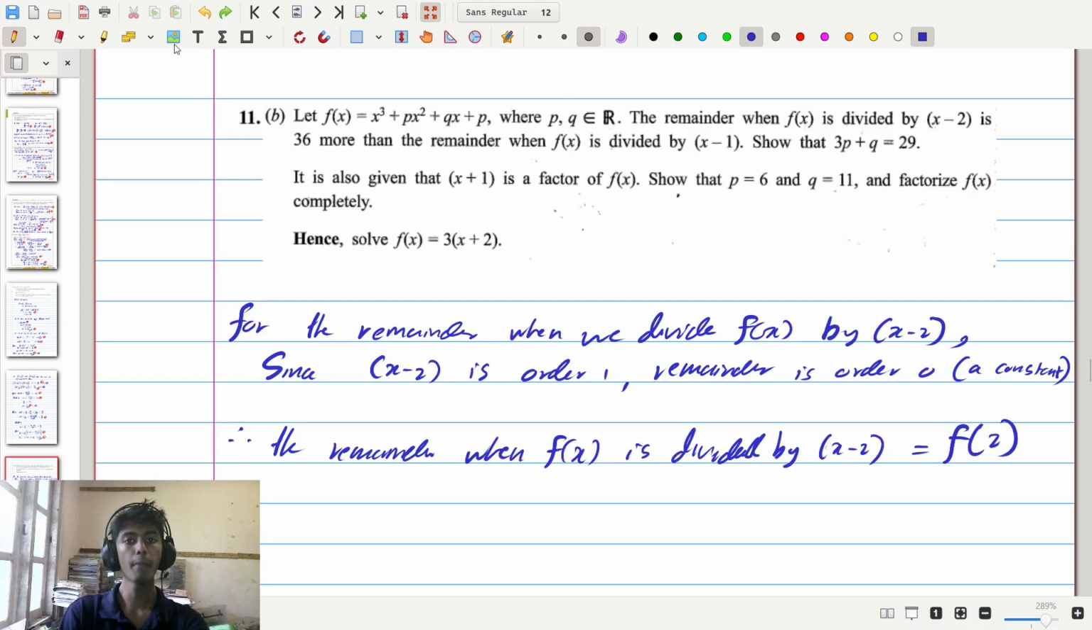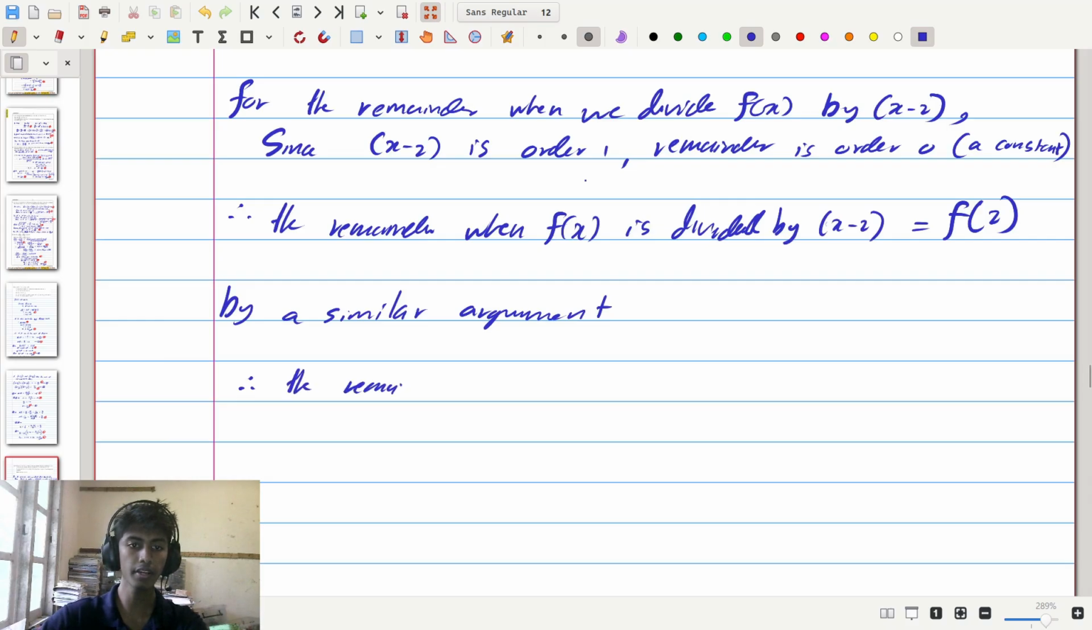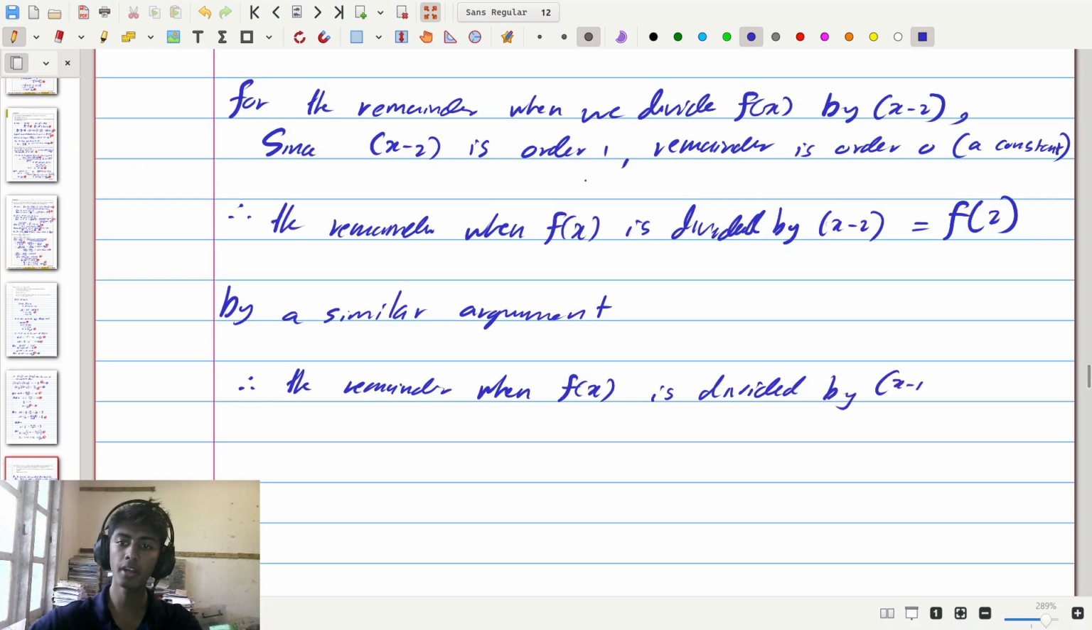Now we can say, by a similar argument using the remainder theorem, when we divide f(x) by x minus 1, we are going to get f(1) as a remainder. So by a similar argument, because I don't want to write the exact same argument again, therefore the remainder when f(x) is divided by x minus 1 is equal to f(1).